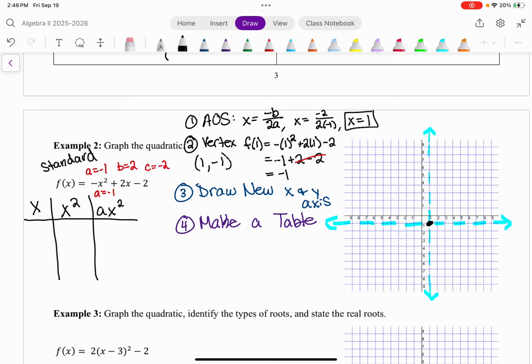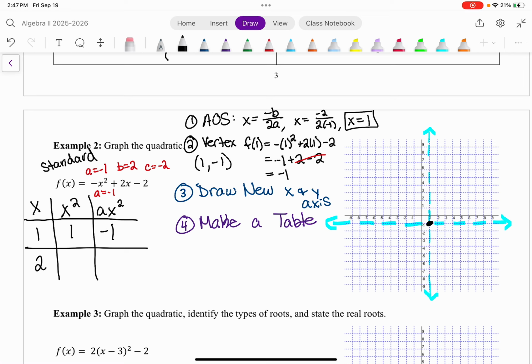Now you can pick any number to plug in, but I recommend staying consistent so that you can be more confident when it comes to a quiz or a test. I always use the number 1 and then the number 2. I like to keep it consistent, sticking with those. So these first two columns should be the exact same every single time you make a table. So if x is 1, 1 squared would be 1. And then we need to take that 1 and multiply it by our a. So 1 times -1 is -1.